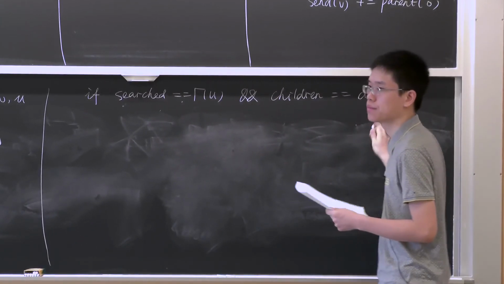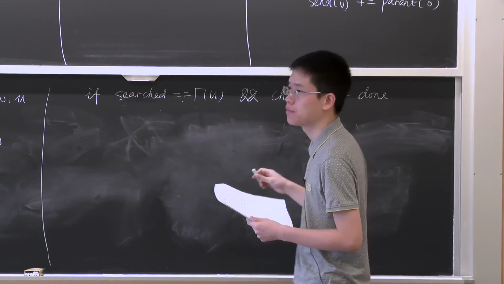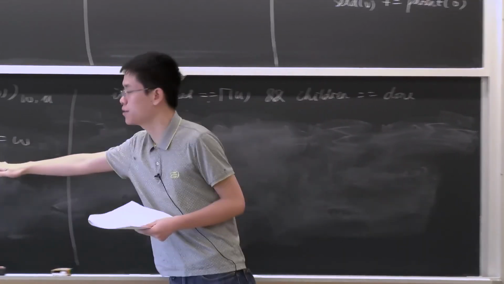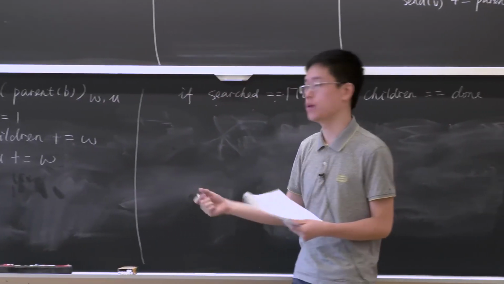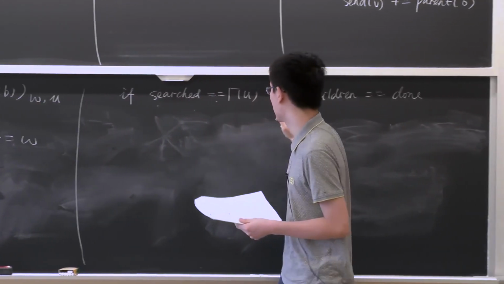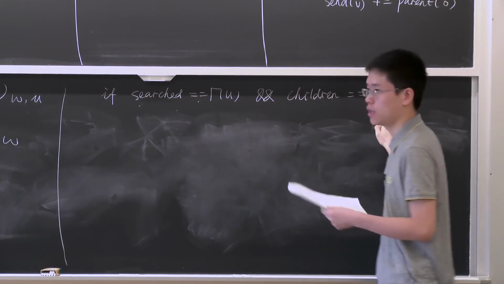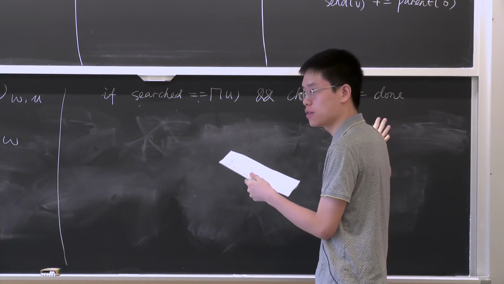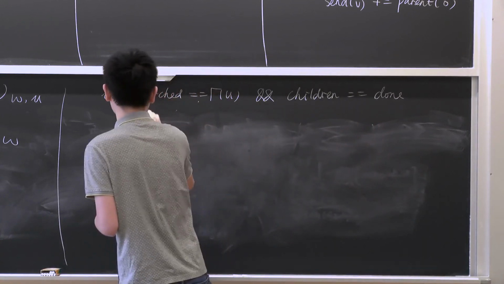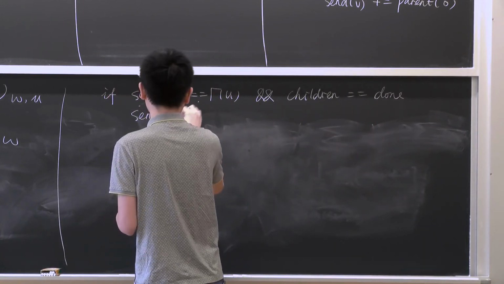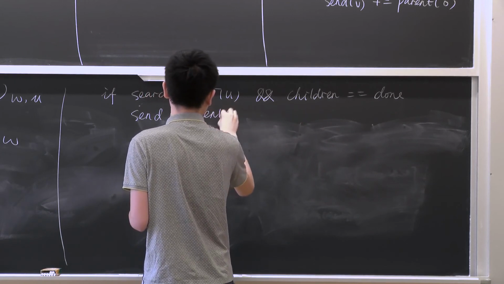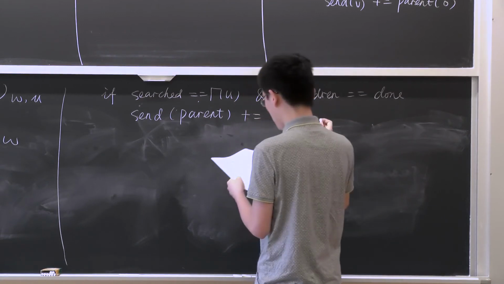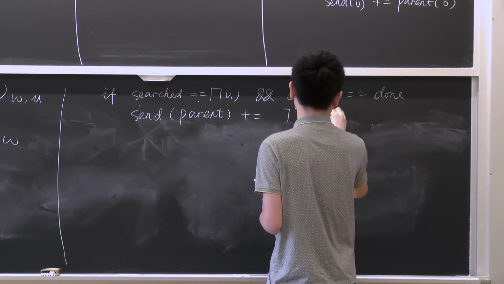What was the first one? This one? Searched means someone has responded to the search message. Okay. Done means all its children are done. I haven't written how done is defined. Give me a minute. In this case, I'm going to send my parent a message. This is the step of converge cast. What do I send? I'm going to send I'm done.